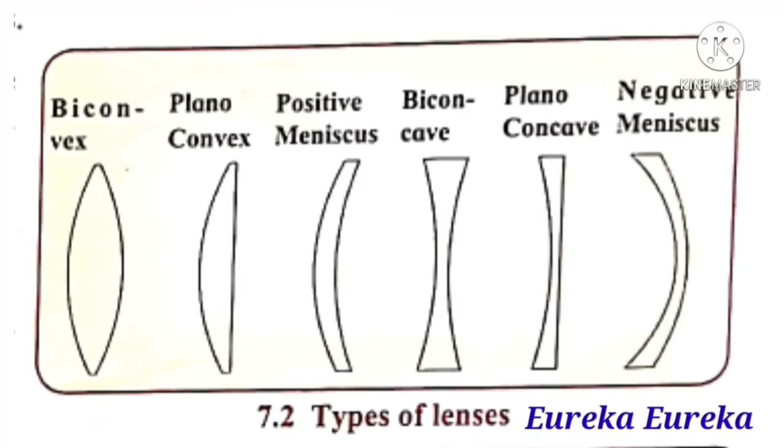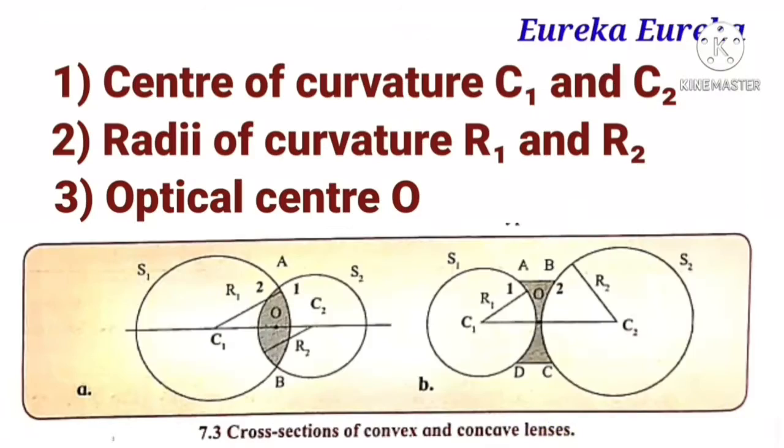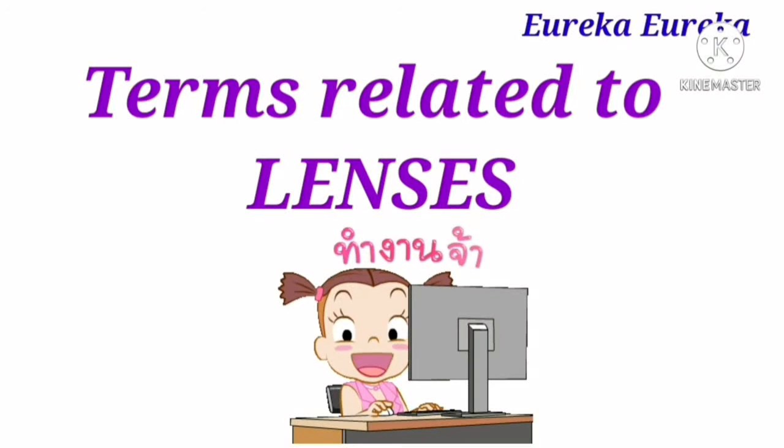Figure 7.2 shows different types of lenses: biconvex lens, biconcave lens, plano-convex lens, plano-concave lens, positive meniscus and negative meniscus. Figure 7.3 shows cross sections of convex and concave lenses, where you can easily see the centers of curvature C1 and C2, radii of curvature R1 and R2, and also the optical center. Now let us study the different terms related to lenses.